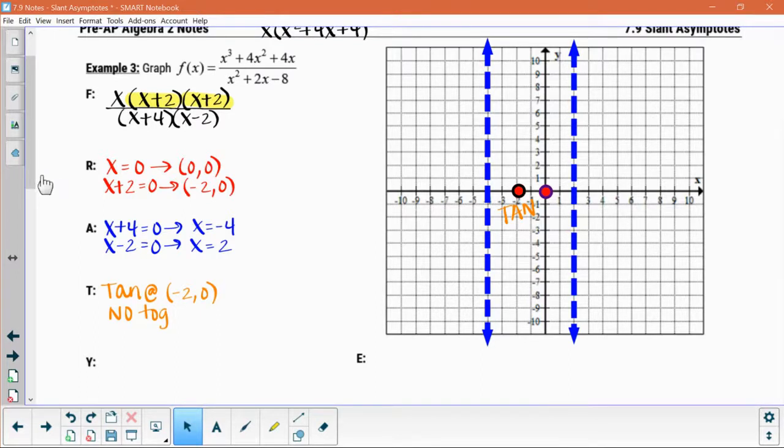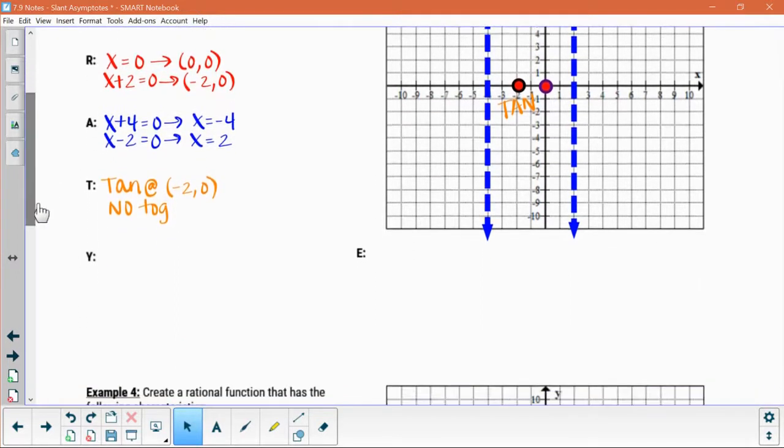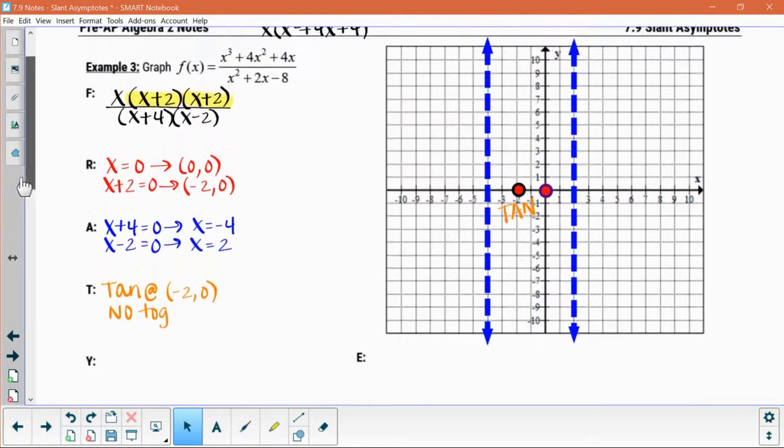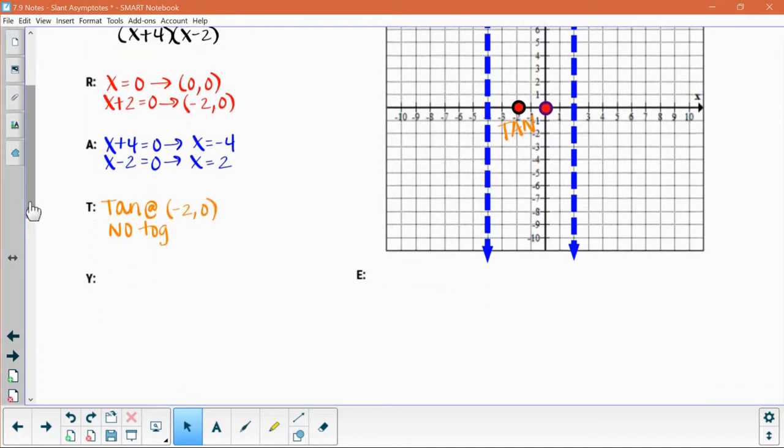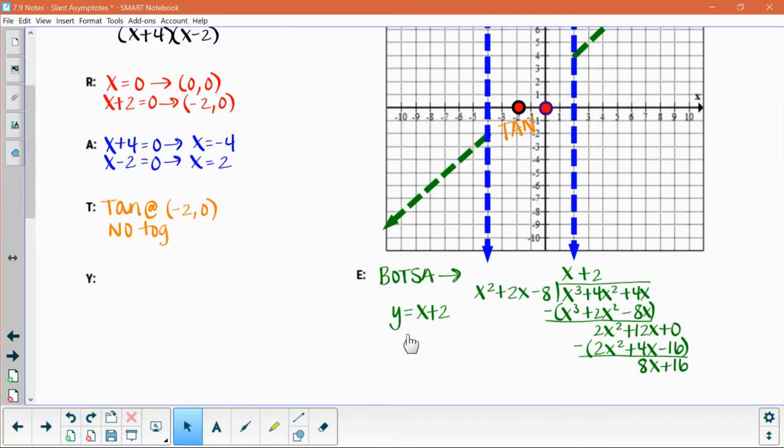Now I'm going to do my end behavior over here, because I'm noticing that I have x cubed over x squared. It's bigger on top, so I'm going to have a slant asymptote, meaning I'm going to have to divide. I went ahead and showed you everything first, and I'm going to walk you through what I did. First thing I did was set up for long division, because my divisor is not of the form x plus k or x minus k.